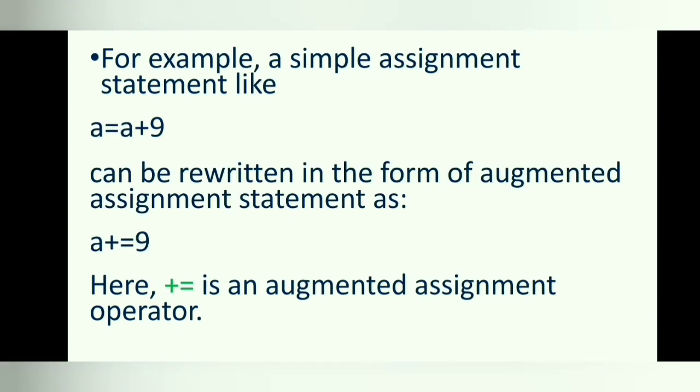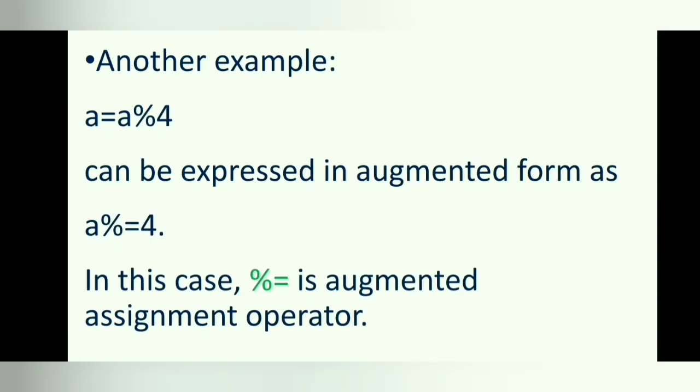For example, a simple statement like a = a + 9 can be rewritten in the form of an augmented assignment statement as a += 9. Here plus and equal sign is an augmented assignment operator. Another example, a = a % 4 can be expressed in augmented form as a %= 4. In this case, modulo division and equal sign is an augmented assignment operator.